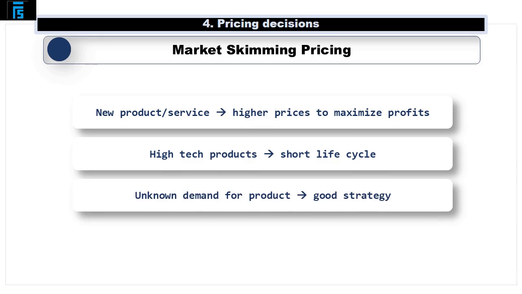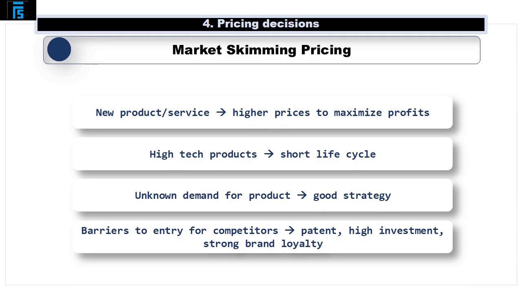Prices can always be reduced if demand isn't as strong as was hoped, but it is much harder to increase prices if demand is very high at low prices. In order to keep prices high, there needs to be some barriers to entry for competitors, such as a patent on the product preventing anyone from copying the design, high levels of upfront investment, or unusually strong brand loyalty, as is currently seen with Apple.